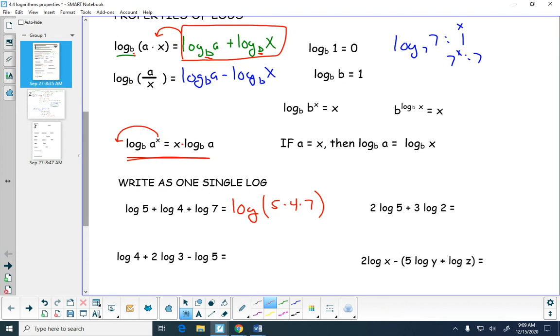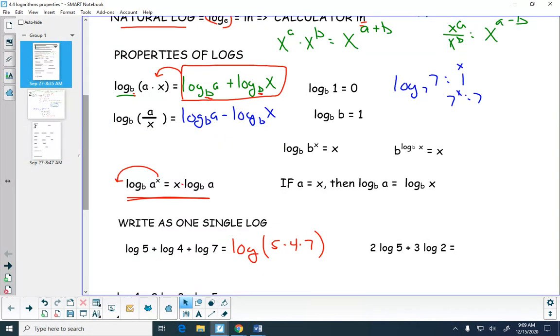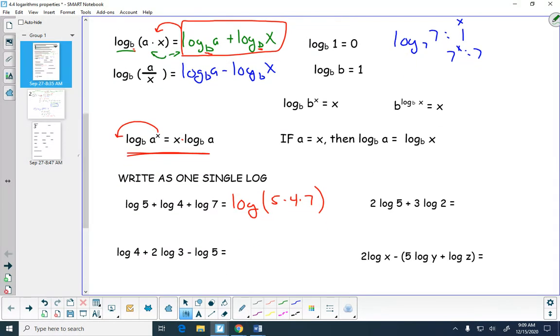Once again, all we're doing is we're using the property of logarithms up here. When I have things being added together, I can combine them together through the act of multiplication. So we have 5 times 4, 20, times 7. So we have a log of 140 would be one single logarithm.